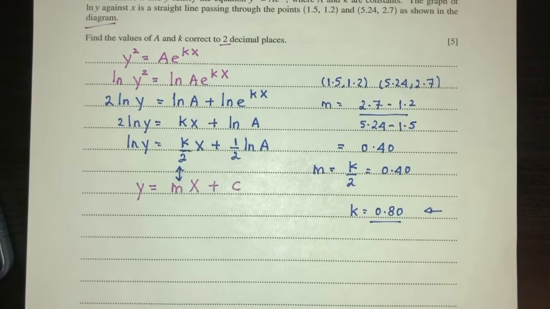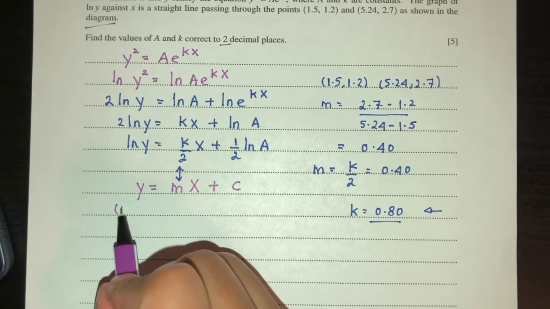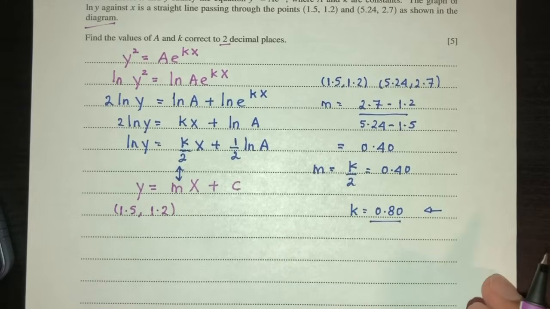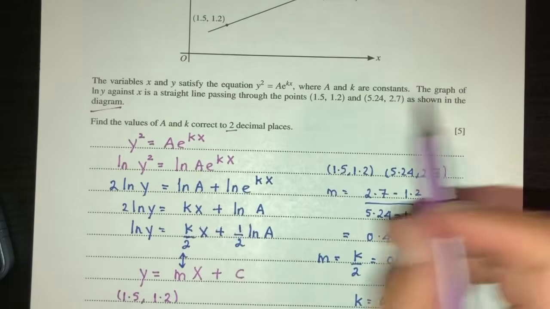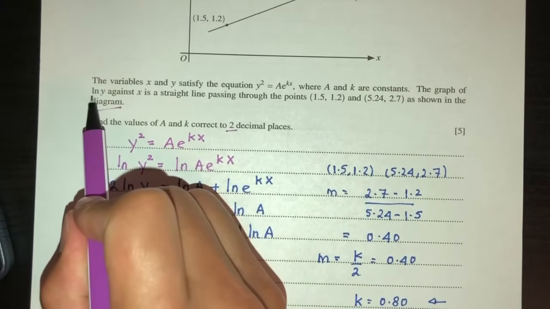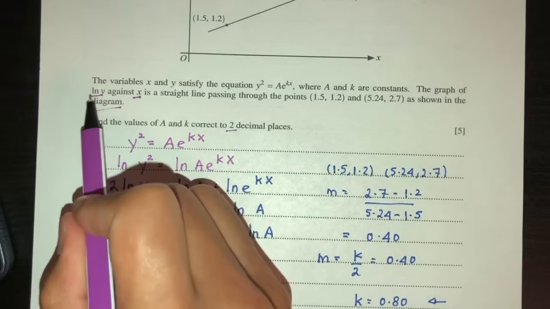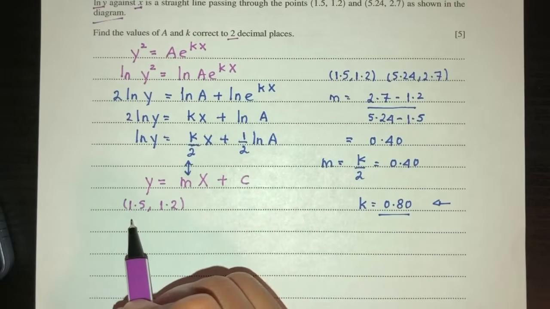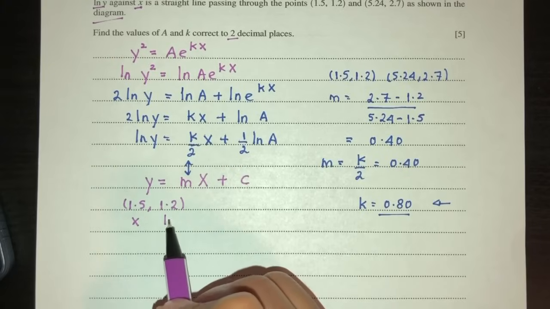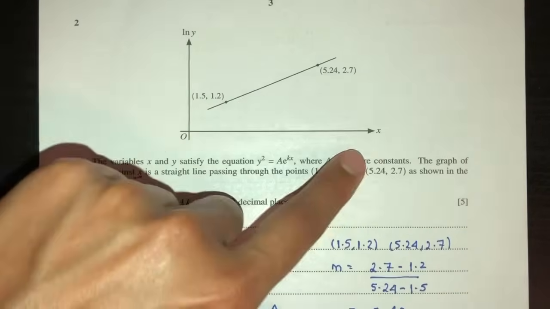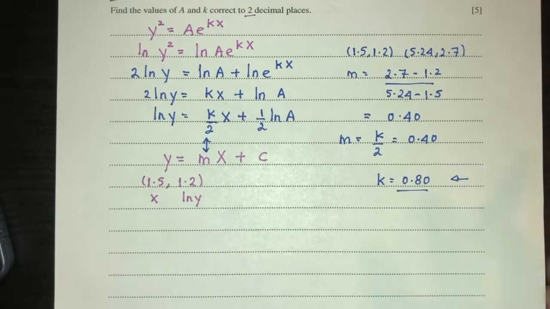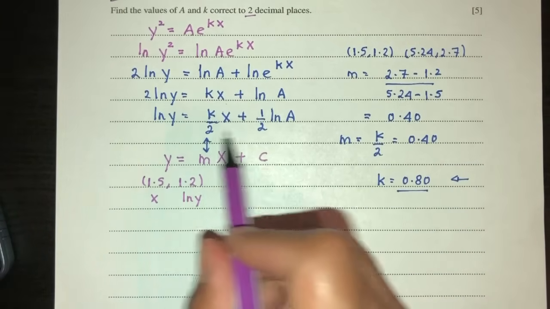So let's use the point 1.5, 1.2. Now since the graph that we have here is the graph of ln y against x, this one will be your x, but this one will be your ln y because of the curve of the graph that we have. That's why we have to choose this as x and this as ln y. So replace back in the equation that we have here.